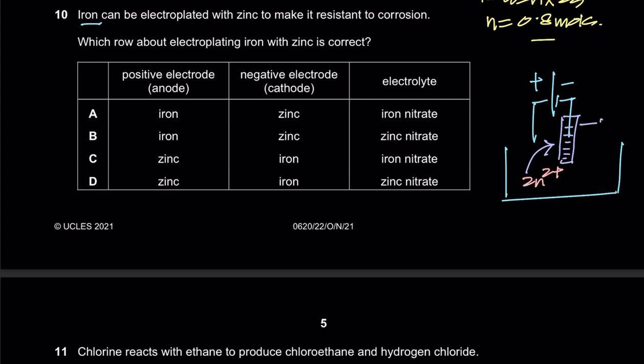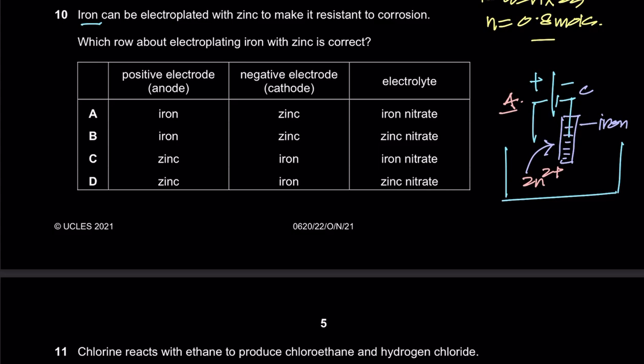So this should be the iron. So the iron is effectively my cathode, right? Because we know, positive is anode, negative is cathode. So the negative terminal, or the negative electrode, is known as your cathode. The electrode attached to the negative terminal is the cathode, and obviously the positive electrode is my anode, right?